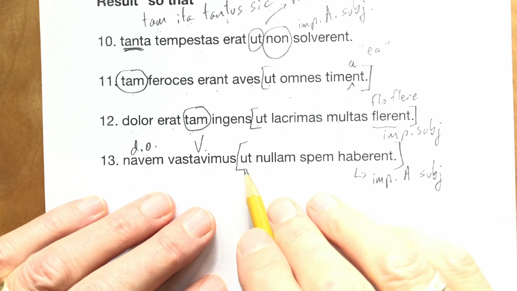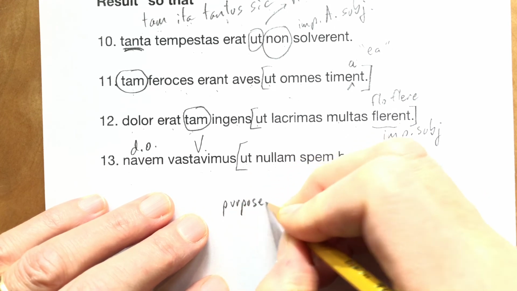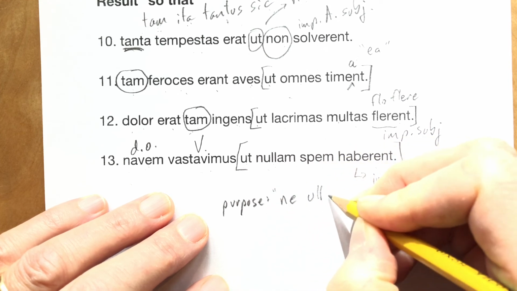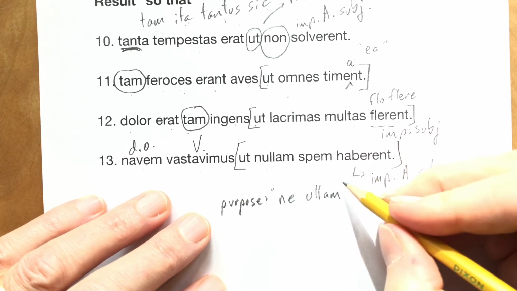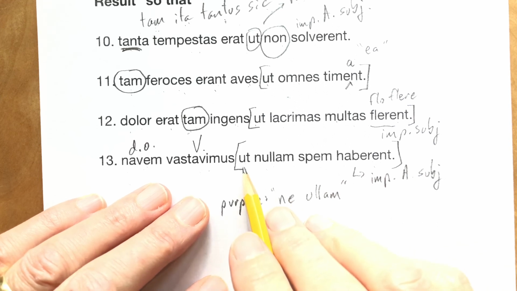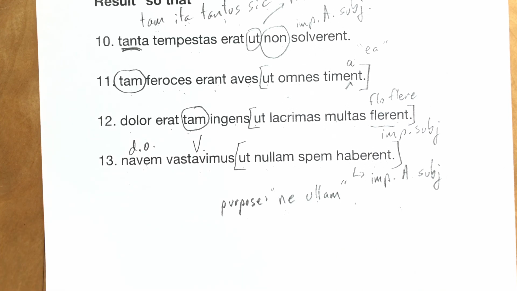And you can tell it's a result because you have ut nullam. If it were purpose, in this case, it would be ne ulla. Get it? Got to fit that ne in with the purpose clause. So instead of saying, in order that they have no hope, purpose would express it as that they not have any hope, ullam spem. So we know this is a result clause, and their despair is a result of the destruction of their ship.